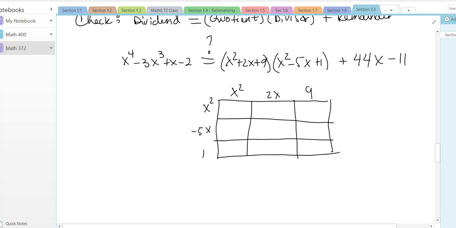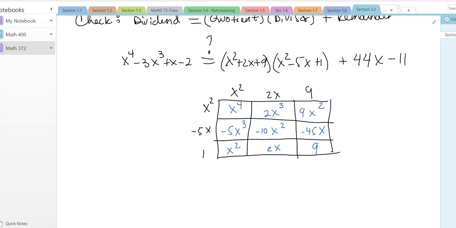And now I multiply. So x squared times x squared is x to the 4th. X squared times 2x is 2x cubed. X squared times 9 is 9x squared. So I just multiply box by box. Negative 5x times x squared is negative 5x cubed. Negative 5x times 2x is negative 10x squared. Negative 5x times 9 is negative 45x. And then the 1 times x squared, 2x, and 9: 1 multiplied by anything is just that same thing.